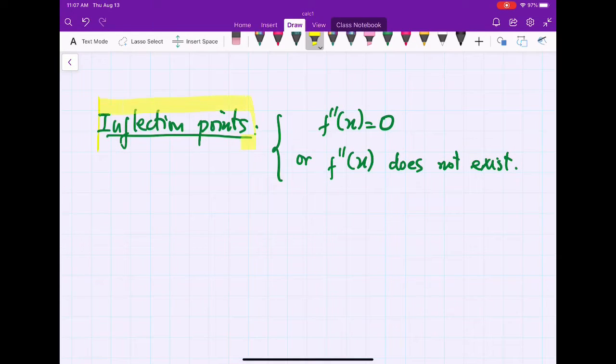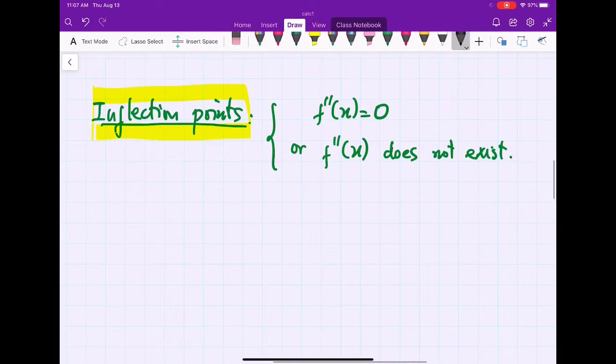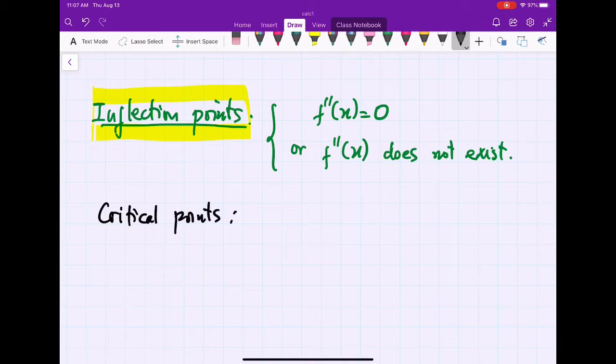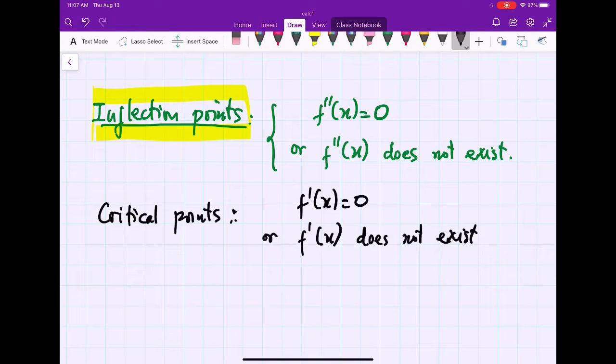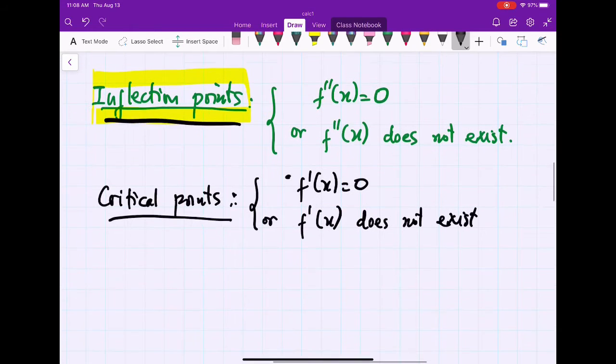So if you remember, when we use the first derivative to find local extrema, we have critical points, right? Those are points where the first derivative equals 0 or the first derivative does not exist. Remember that? So this is almost the same thing for inflection points. We still need to find all points where the second derivative equals 0 or does not exist.